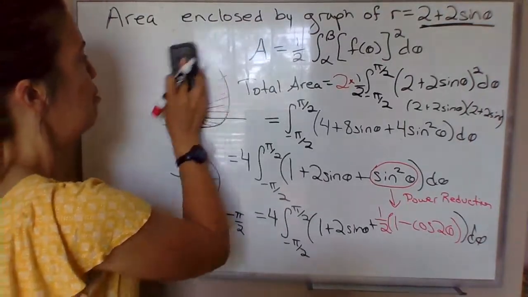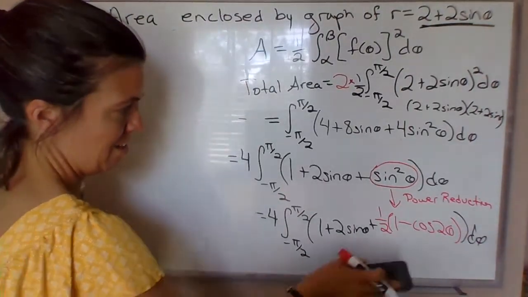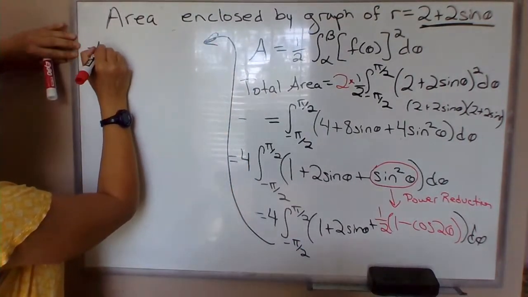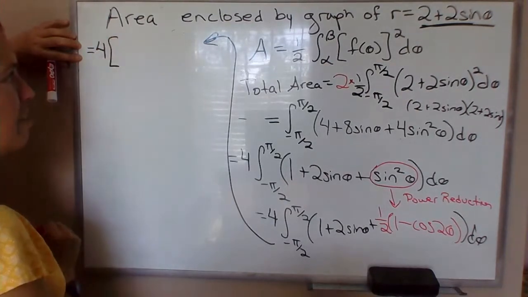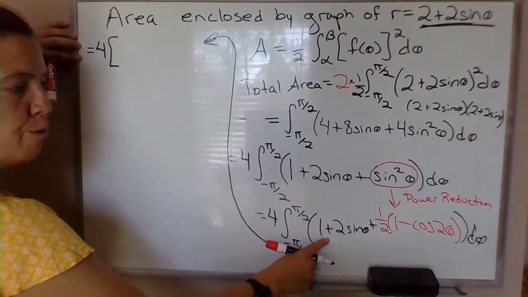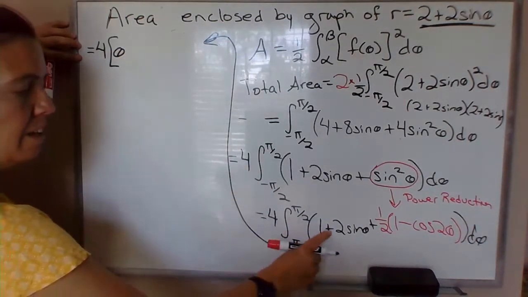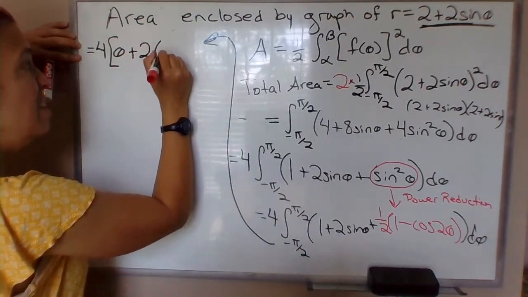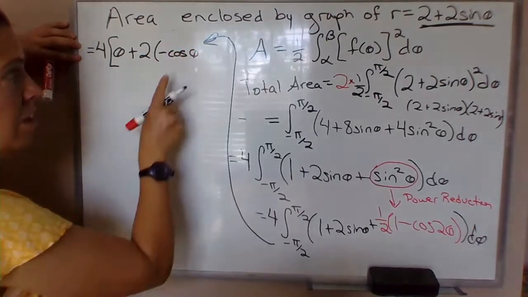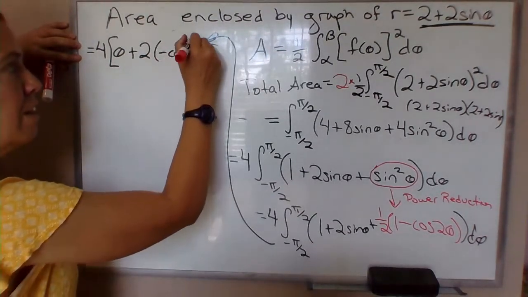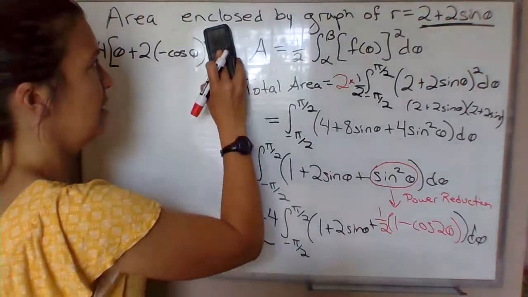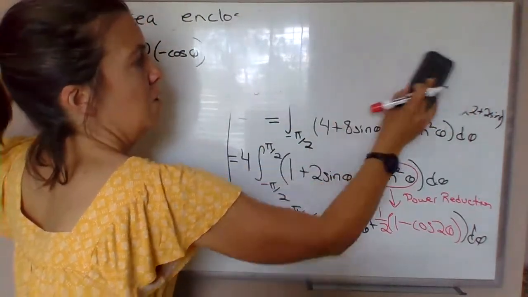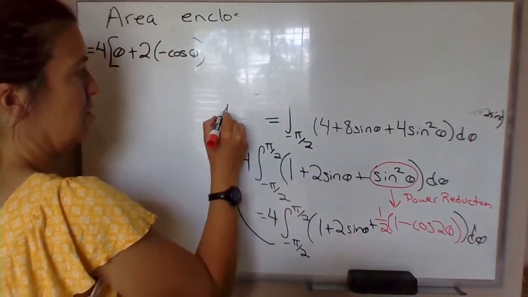I'm going to have to get rid of my beautiful graph here. So if I bring this up here, we've got the 4 out front, and I'm going to start writing out the antiderivative. So the antiderivative of 1 with respect to theta is just theta. 2 times the antiderivative of sine theta, which is negative cosine theta, right? Because the derivative of that would be negative sine theta. That would give me the positive sine theta. And then this arrow is going to have to go along with this here. I'll just draw that arrow there.